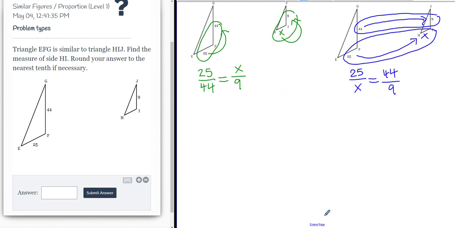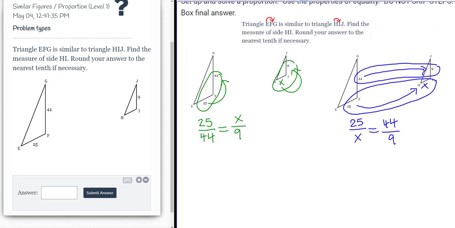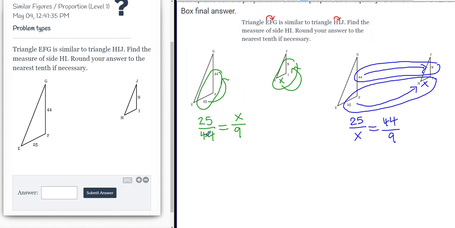Now, I don't want to say this is magical, but this is kind of what puts it together. Notice we're going to use cross products. In other words, 44 times X to get 44X. 25 times 9, that's going to give us 225. And then I'll divide by 44 on each side to isolate X. So I find out that X is equal to 5.11.